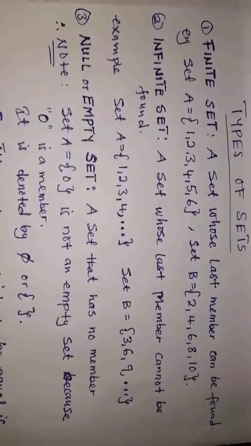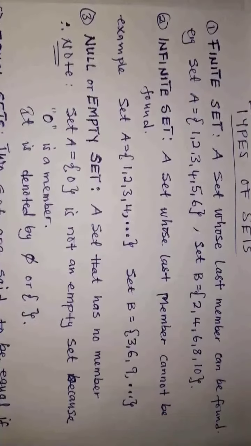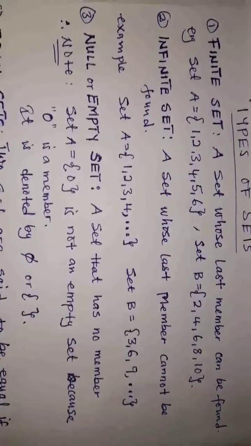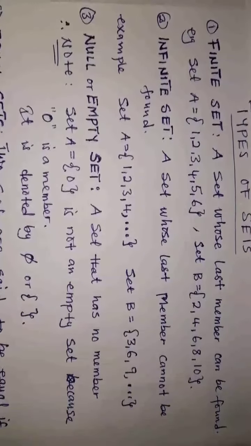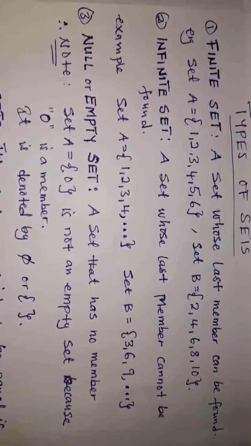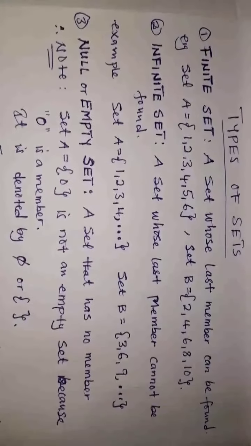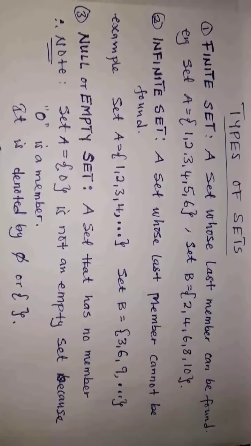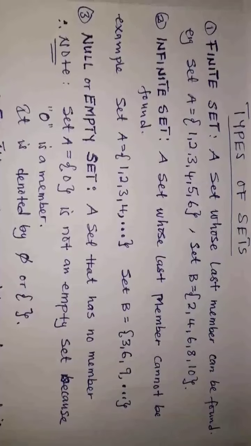Moving to an infinite set, it is a set whose last member cannot be found. An example is a set A: 1, 2, 3, 4, then after the 4 we have a comma, then 3 dots. That 3 dots is telling you that it continues. From 4, you go to 5, 6, 7. We don't know where it stops. It continues indefinitely, to infinity. Looking at set A, we don't know the last member, so this set A is going to be an infinite set.